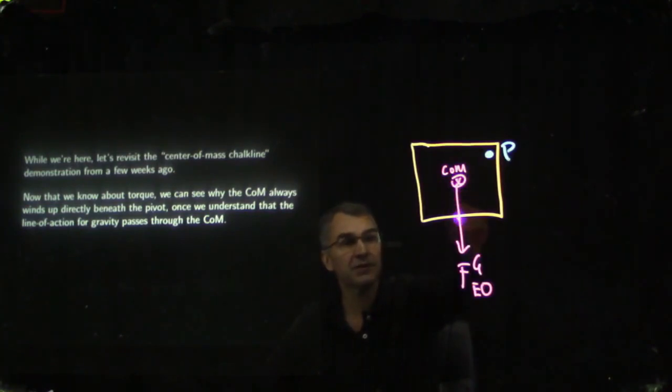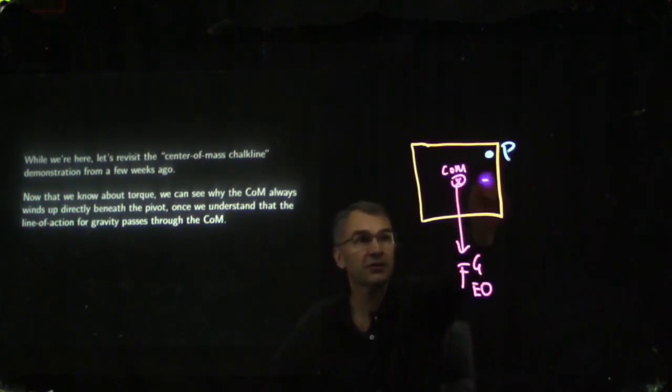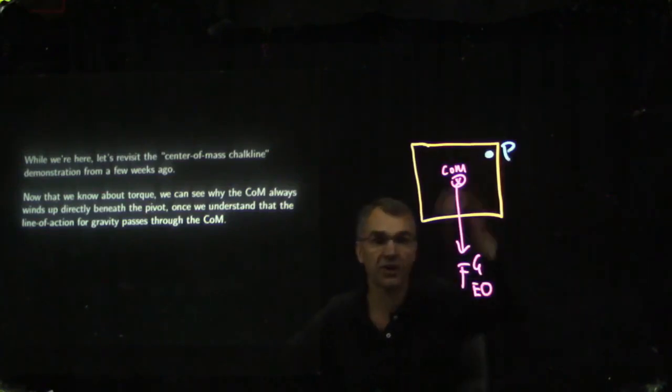The line of action of gravity points straight down and passes through the center of mass of the object. So you can see that there is a non-zero horizontal lever arm going with this vertical force, so there will be a counterclockwise torque in this case. So as drawn here, this object is not in equilibrium.